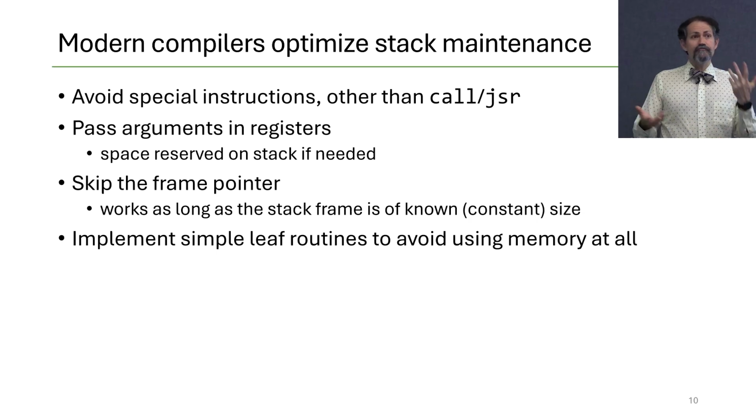Finally, if we have a very simple leaf routine, it may just take the arguments in registers, return a result in a register, and do all the computation in registers. In this case, who needs the stack? We can avoid using memory at all, and then we can get rid of almost all of the prologue and the epilogue.